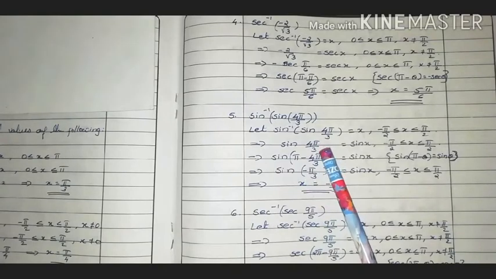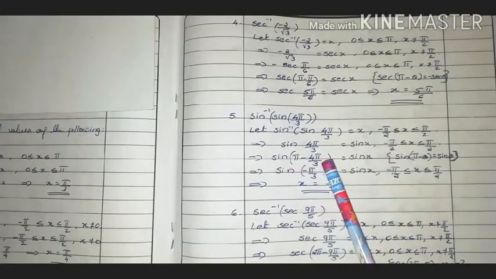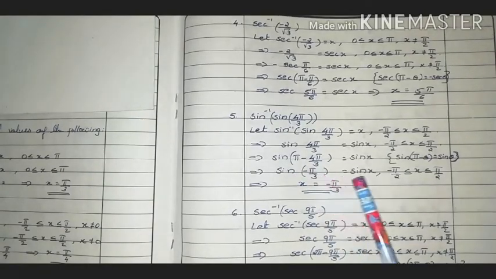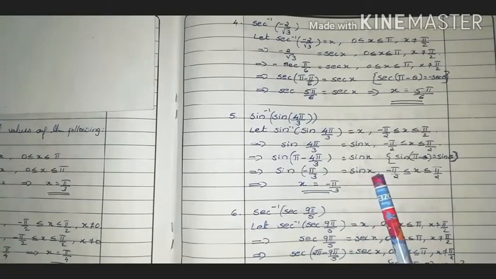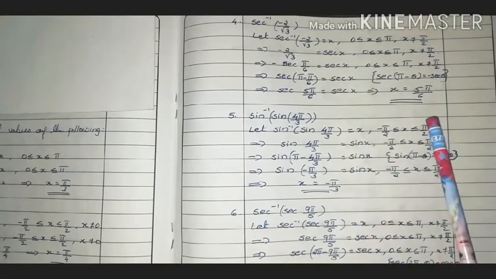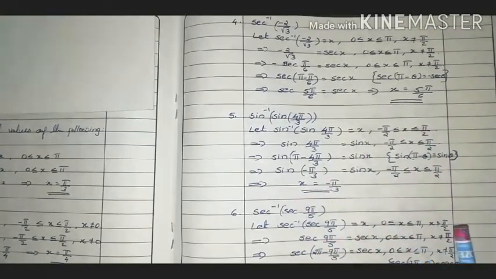So instead of sin 4 pi by 3, we can write sin(pi minus 4 pi by 3), that is sin(minus pi by 3). So we have sin(minus pi by 3) is equal to sin x, therefore x is equal to minus pi by 3, one value from the principal values. So this one is the required principal value.